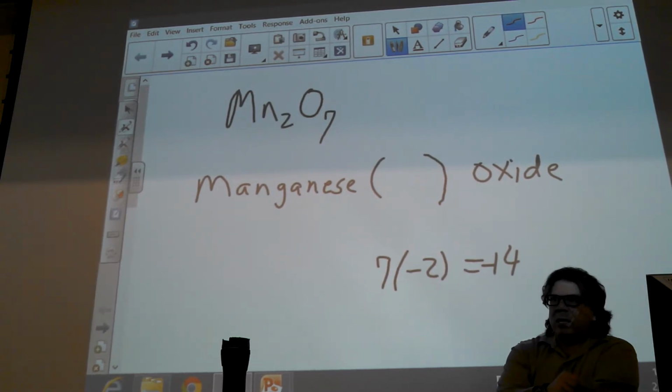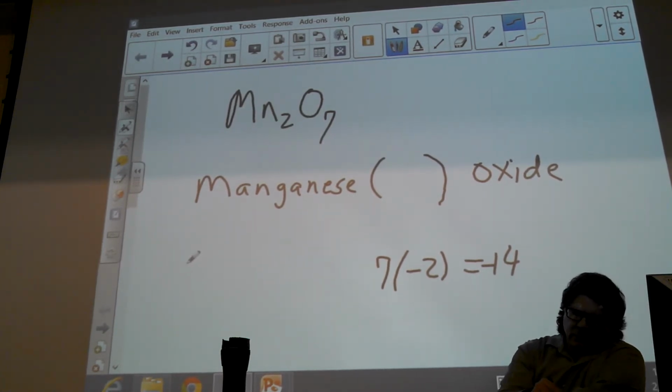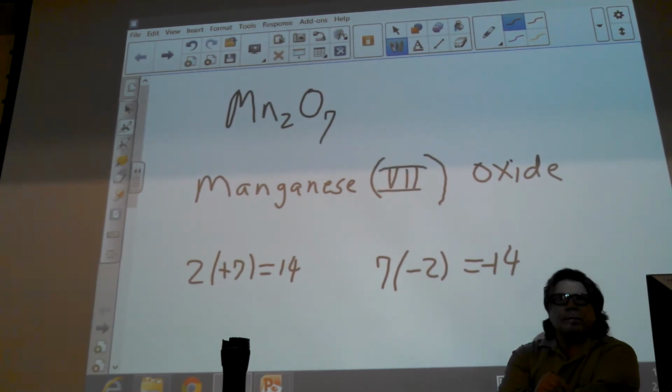Well, how many manganese atoms do we have? 2. And the positive charge has to be the same on each. So what charge does each manganese ion have? 7. 7, right? Because that adds up to 14. And so it's going to be manganese(VII) oxide. Does that make sense?